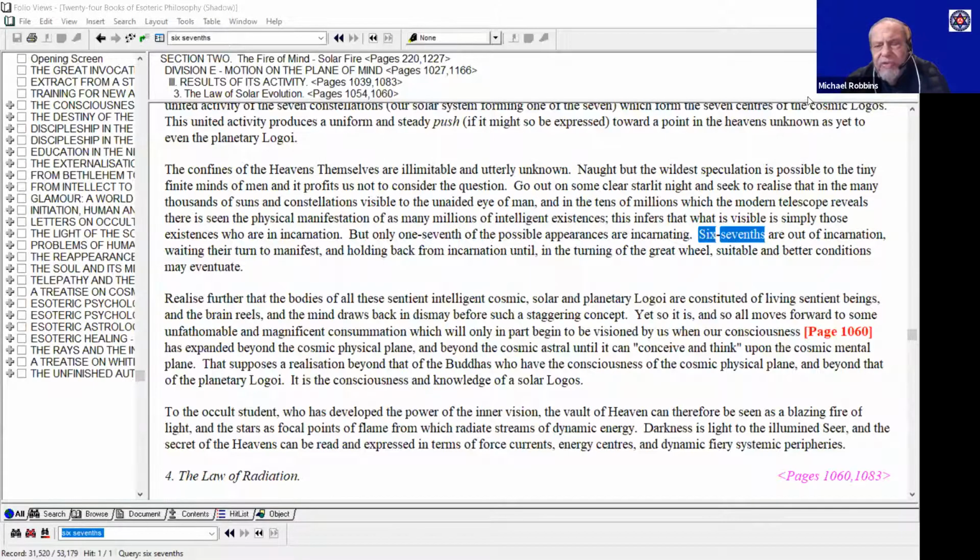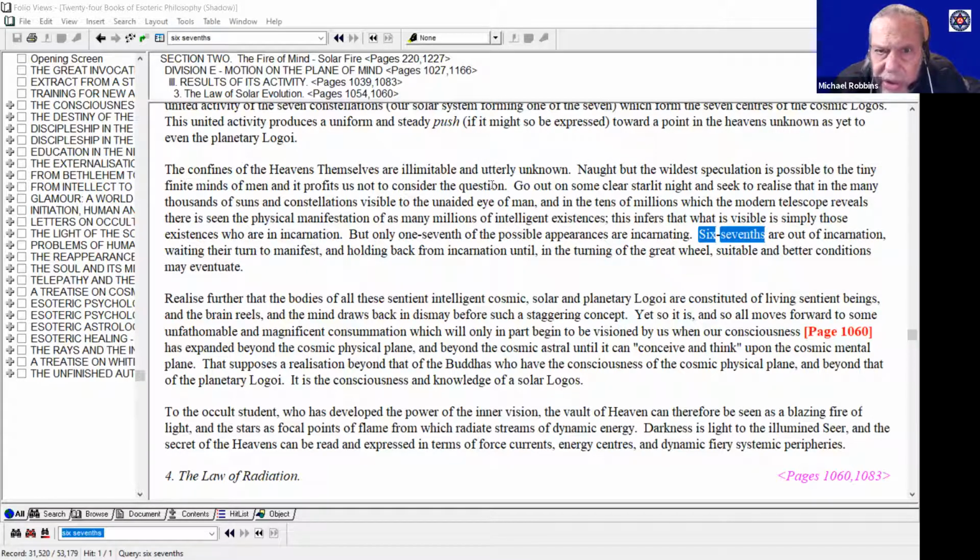Now here we are in Cosmic Fire on page 1059. And go out on some clear starlit night and seek to realize that in the many thousands of suns and constellations, and now we've learned there are billions, visible to the unaided eye of man, and in the tens of millions, yes, which the modern telescope reveals, there is seen the physical manifestation of as many intelligent existences.